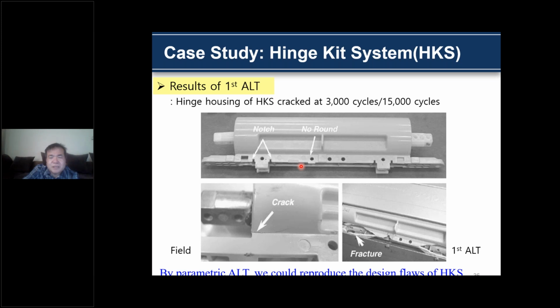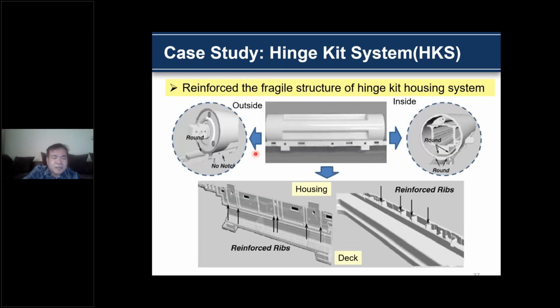To reinforce the fragile structure hinge kit housing system, we adding some rounding in the outside. And we also adding the rounding in the inside. We also give you some reinforced leaf on housing and some decks.